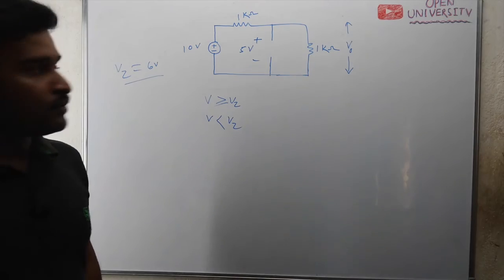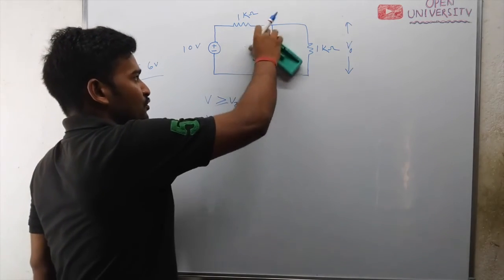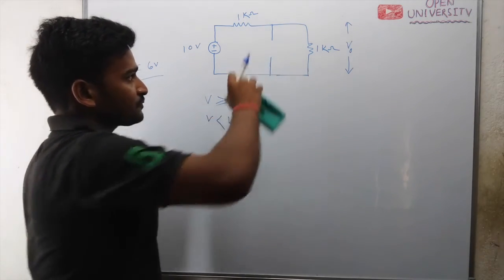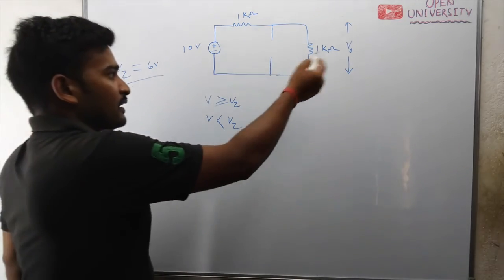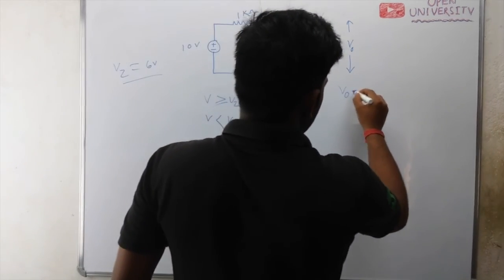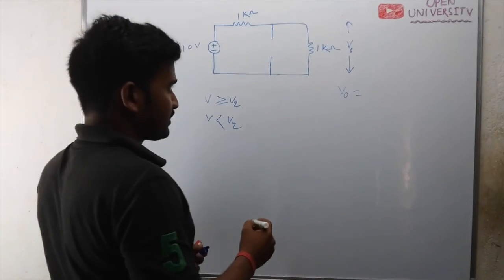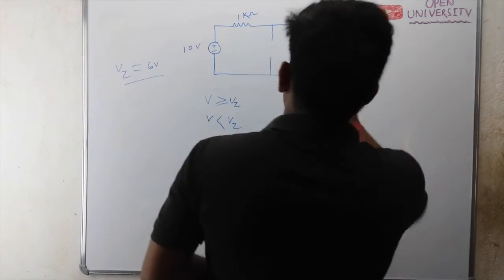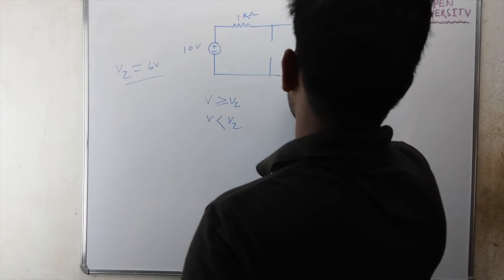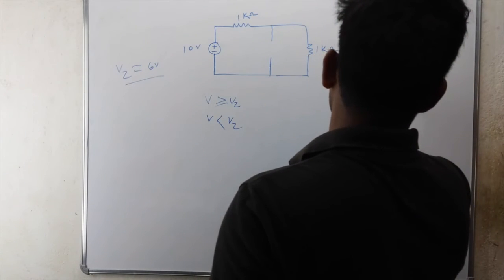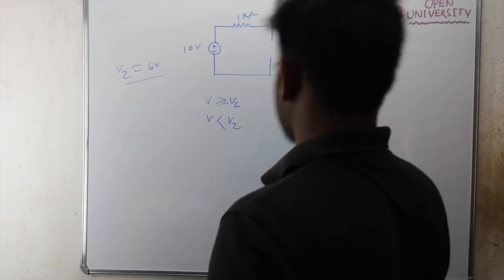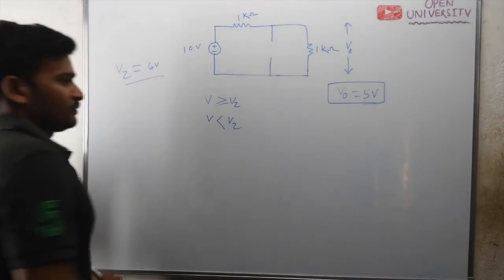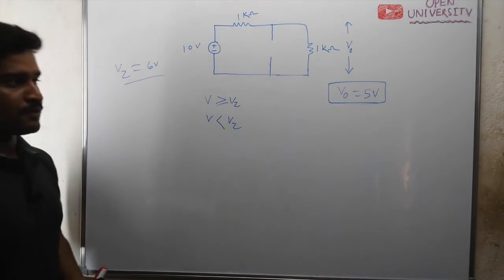So the Zener diode will be replaced with an open circuit. Now you can get the output voltage. How much output voltage will be obtained? The output voltage will be 5 volt. So the answer to the question is 5 volt.